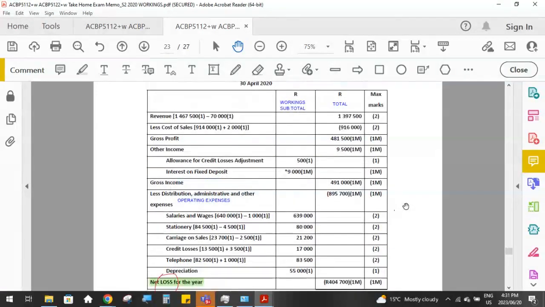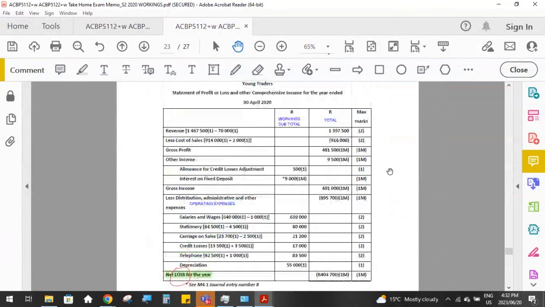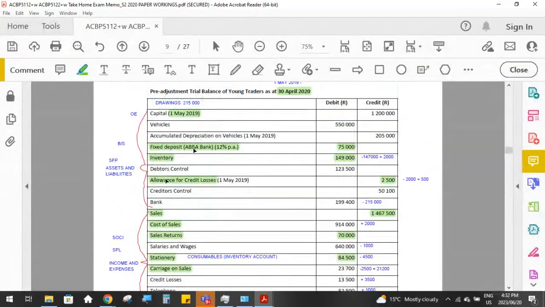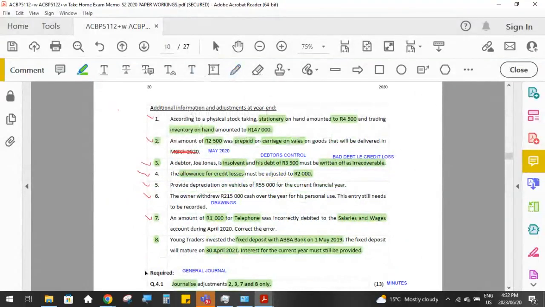Okay. So that is how you go about doing the workings for and constructing your statement of profit or loss and other comprehensive income when they give you a pre-adjustment trial balance and a list of all sorts of additional information. And we can tick that last one off because we did remember to record our interest.